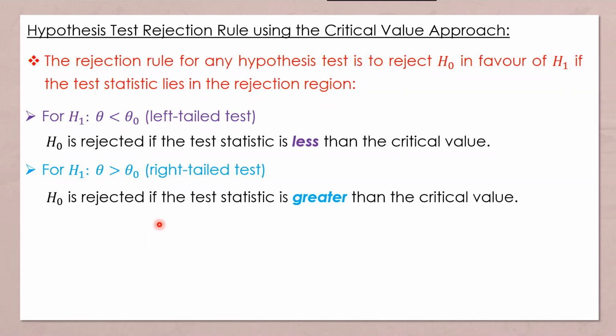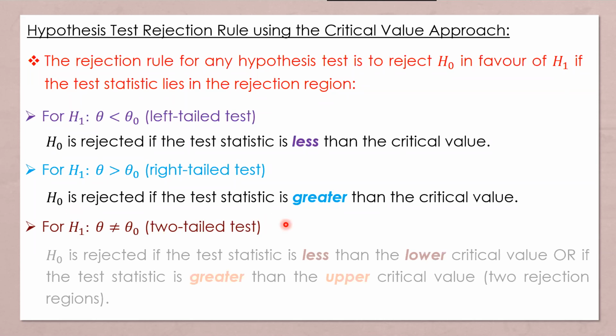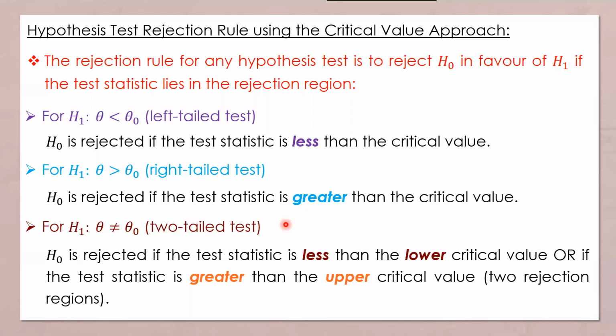So specifically for this right-tailed test, the null hypothesis is rejected if the test statistic is greater than that critical value. Because if it's greater than the critical value, it means it lies in that rejection region to the right of the curve. For the two-tailed test, we know that means we have two possibilities. So the null hypothesis is rejected if the test statistic is less than some lower critical value, so in other words, lies in the lower rejection region, or if it's greater than some upper critical value, which means it lies in the upper rejection region.